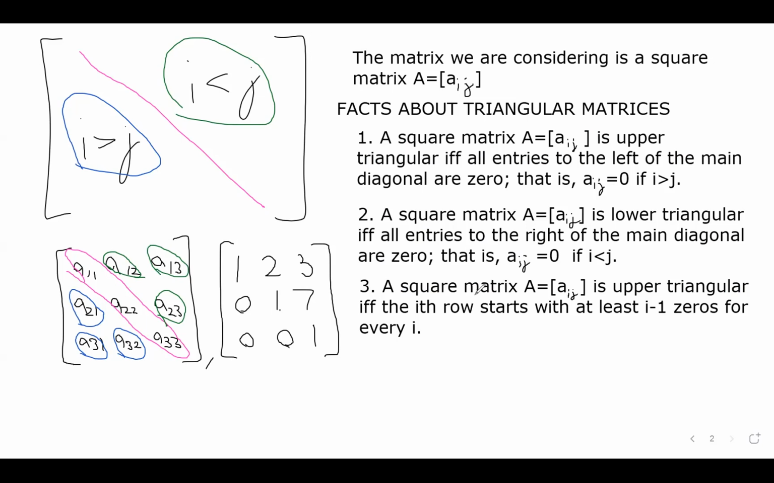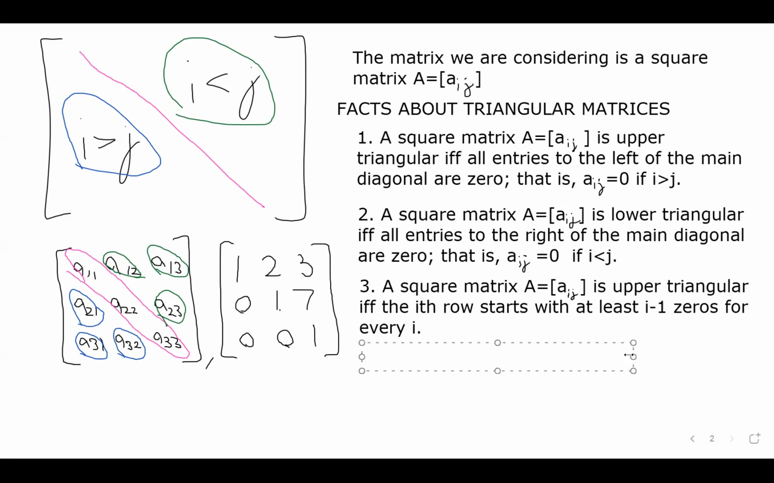Equivalent means that they have the same truth value. So saying that a square matrix is upper triangular has the same truth value as the statement that for every i, the ith row starts with at least i minus 1 zeros. And so you see in this particular example with numbers that statement holds, and it's also upper triangular. So both those statements are true. It's an example of how this if and only if statement is true for a particular matrix.